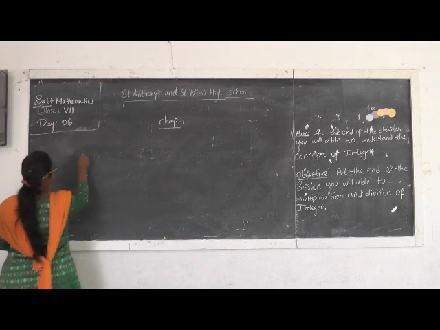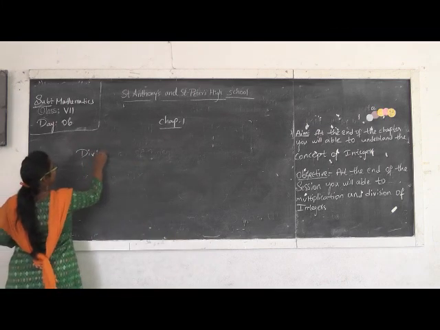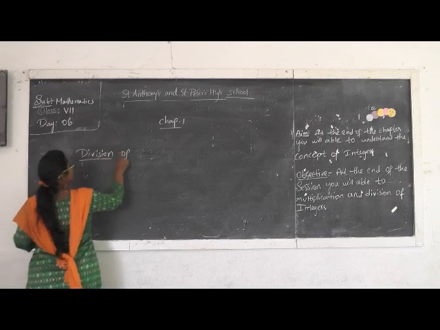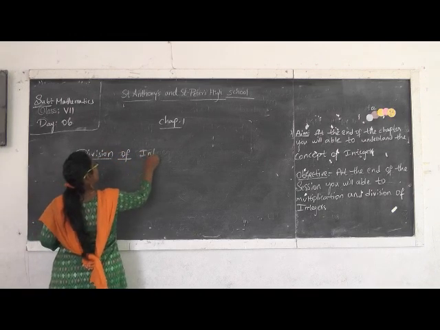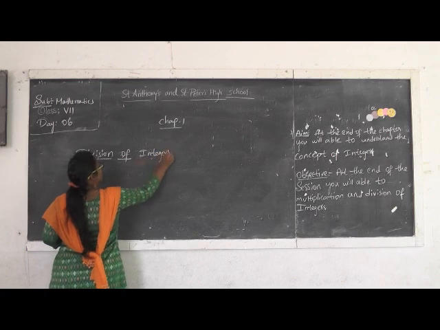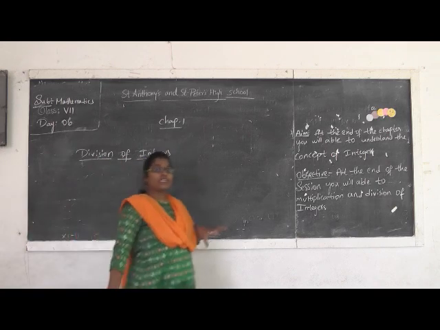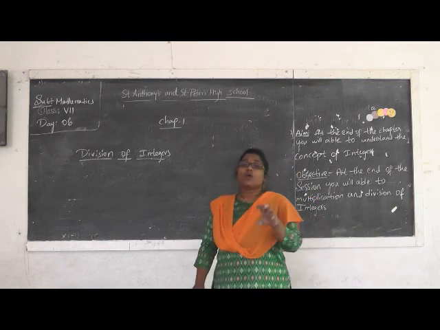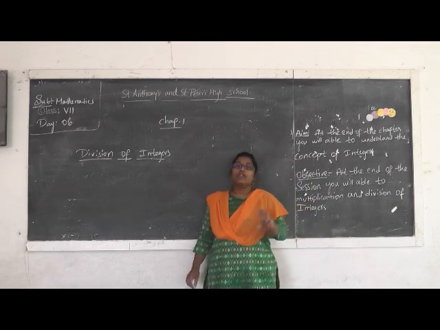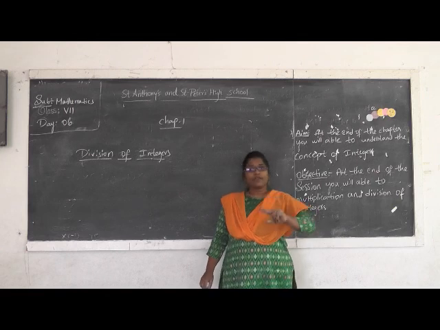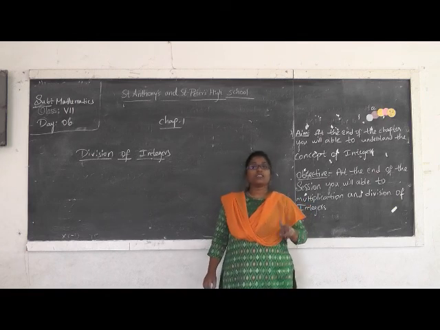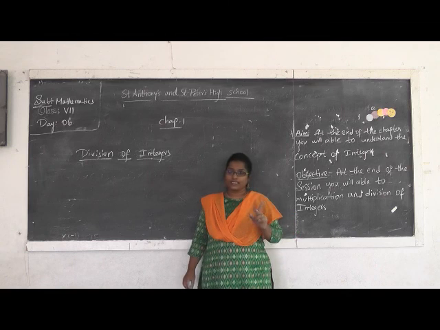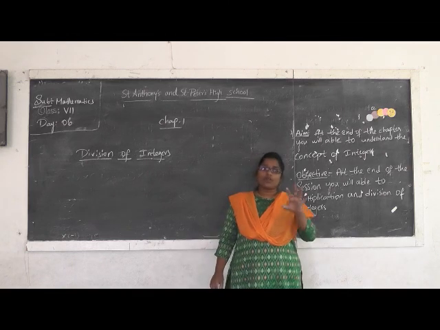So now we are going to learn about division of integers. Division of integers is also very similar to multiplication of integers. Whenever we are dividing two like symbols, that means whenever we are dividing two positive integers or two negative integers, then the result is always positive.